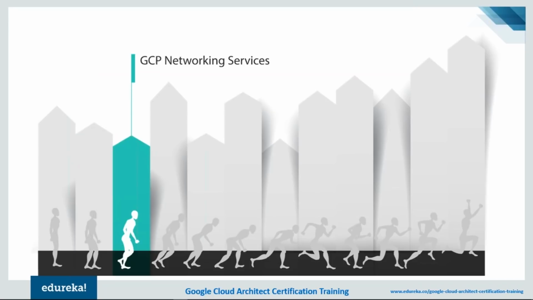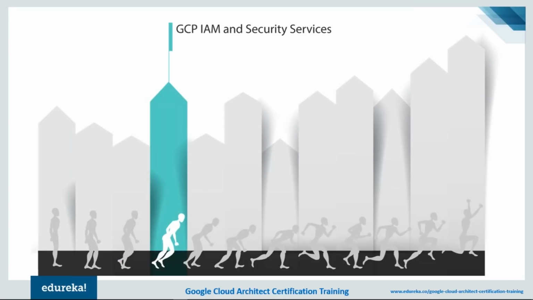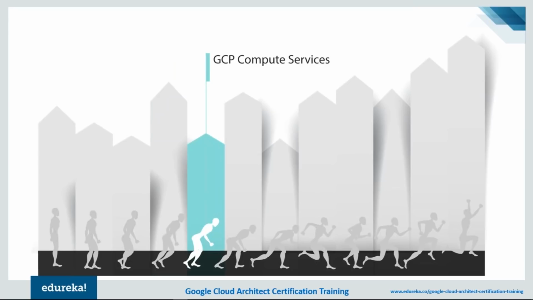Now the next module is GCP Networking Services. In this module, you will learn about the GCP networking concepts and how to set up network topology, how to connect different GCP resources with each other and isolate them using network policies and firewalls. Coming on to our 4th module, which is the GCP IAM and security features. In this module, you'll learn Identity and Access Management, IAM, and the several management tools which are offered by Google Cloud Platform. Now the next module is GCP Compute Services.